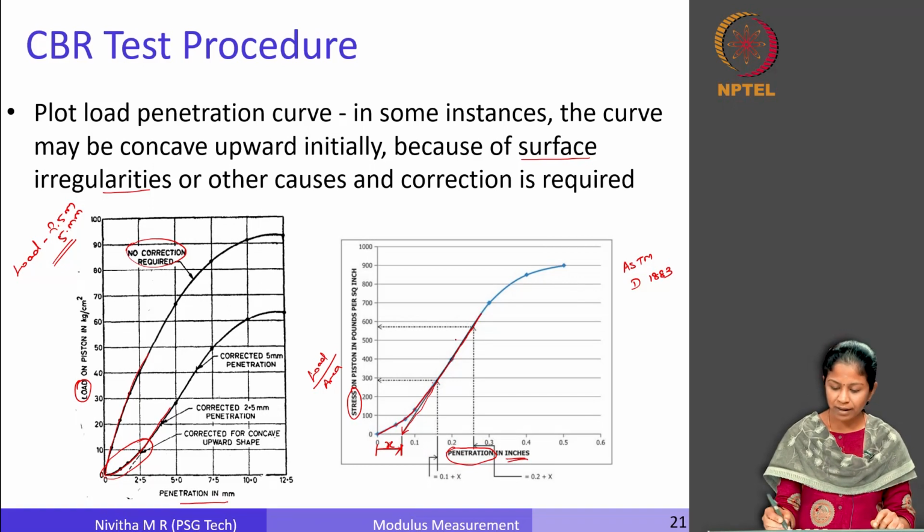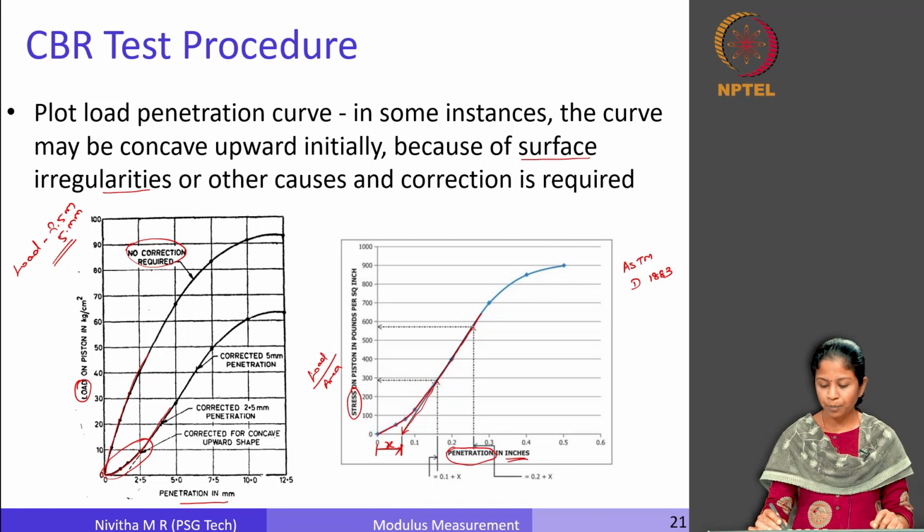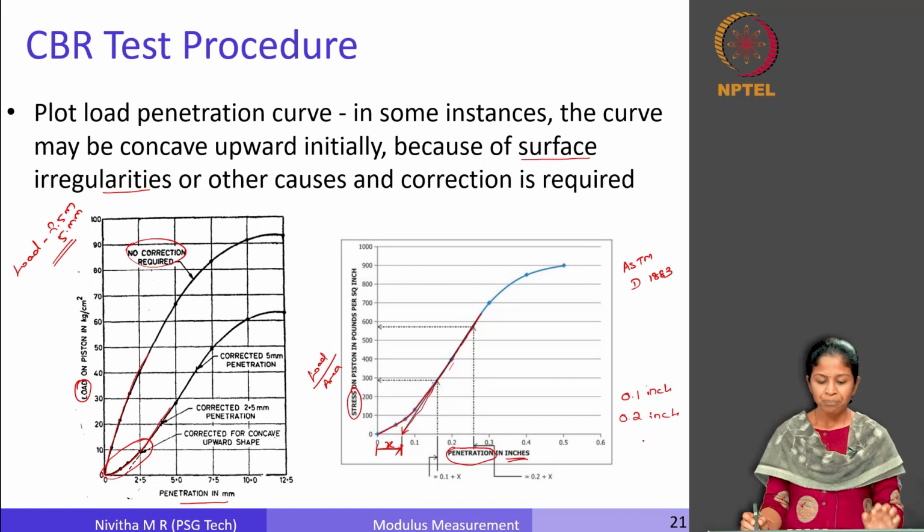This is a point wherein, after the initial concave portion, there is a linear portion, and I am extending the linear portion, kind of drawing a tangent to this particular area. It is meeting the x axis at this particular distance, and I am calling that x. Now, in ASTM they compute it for 0.1 inches and 0.2 inches, which is equivalent to 2.5 mm and 5 mm in IS code.